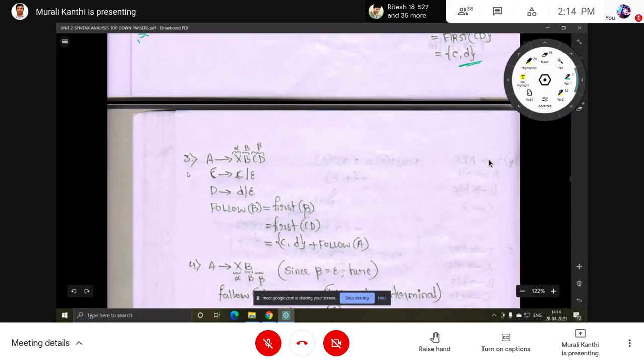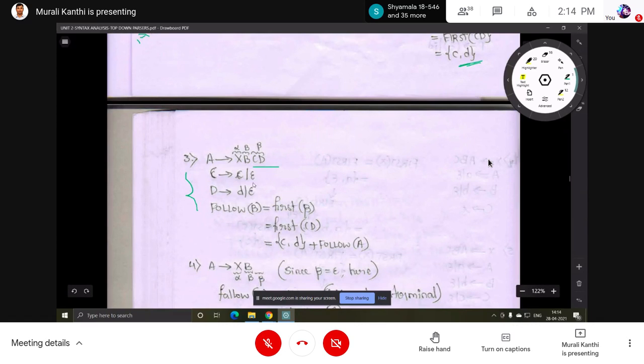But in the third example some epsilon productions are there. Yes, first half of follow of B. Follow of B. After B, what is there? CD is there. So first half of beta, that means first half of CD. So now first half of CD, what? C has two productions. One is C, another one is epsilon. In this case, one will get C. Then from D also we get D.